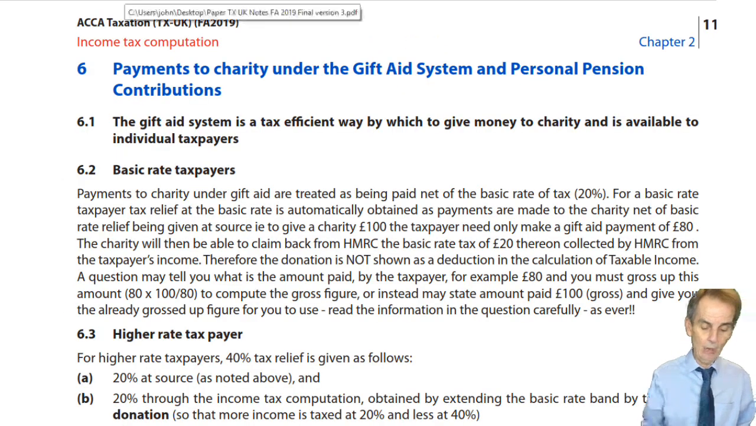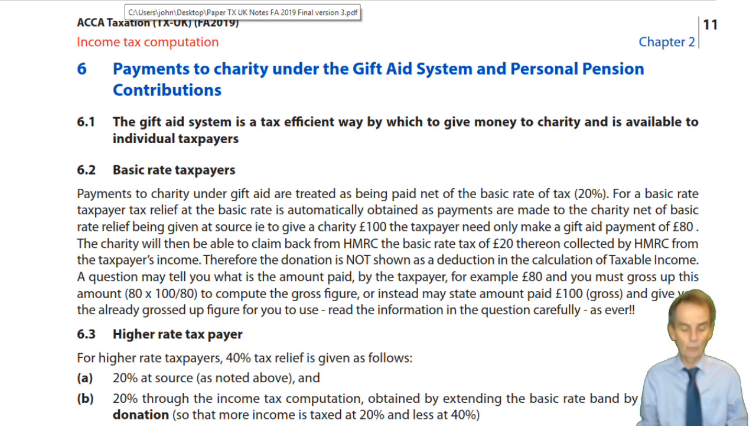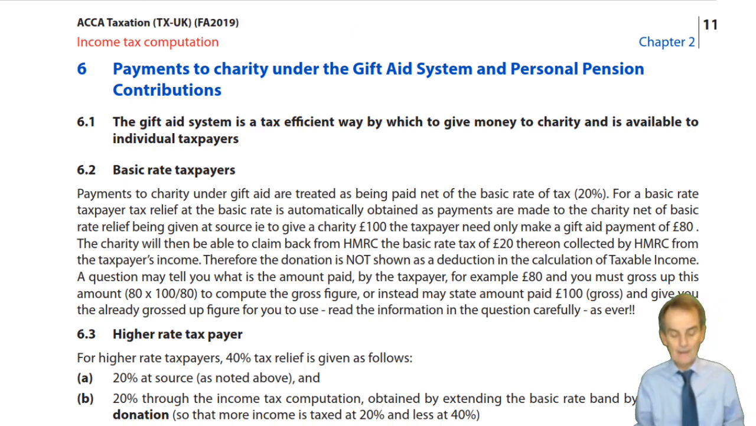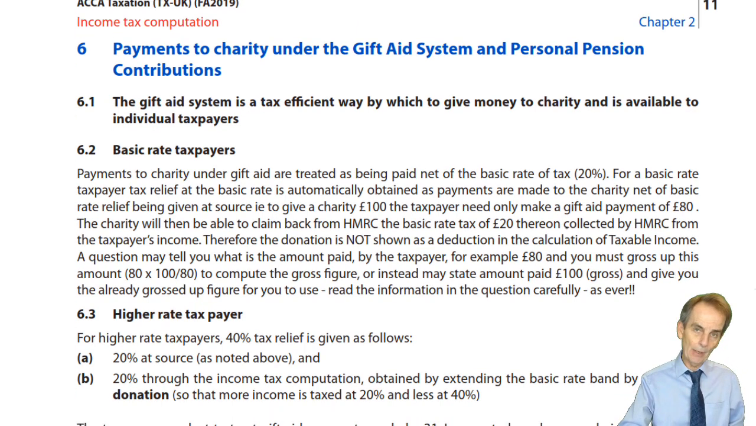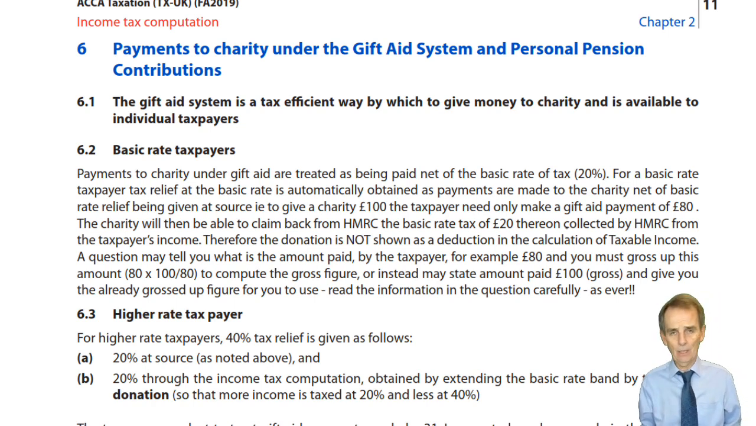Okay, back now to our notes, where we said, rather more important than what we've just done, these payments being made by the individual taxpayer to a charity, but in a tax-efficient way under the so-called gift aid system. Now, I'll explain to you how the gift aid system works to give you a bit of background on it. You're never going to have to do that.